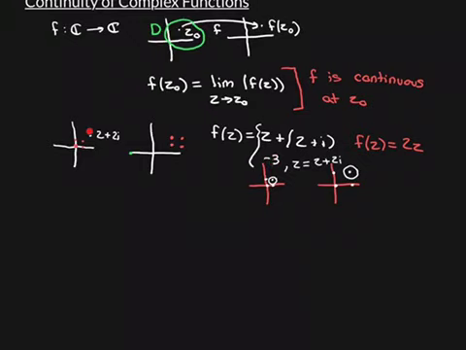So at that point, the point 2 plus 2i, this function would be discontinuous. At all the other points of the complex plane, it would be continuous, because this condition would be true, but at that point, it would be discontinuous.